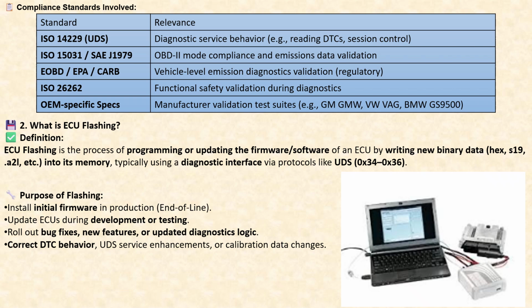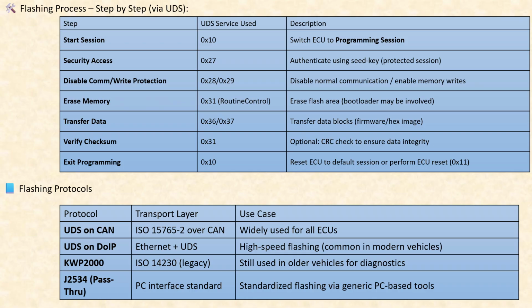Now, the purpose of this flashing is to install initial firmware in production, update ECUs during development or testing, roll out bug fixes, new features or updated diagnostics logic, and correct DTC behavior. All right, so correcting the DTC behavior is also a purpose of flashing, which includes UDS service enhancements and calibration data changes. All right, so these are the purposes for which the software or ECU is flashed.